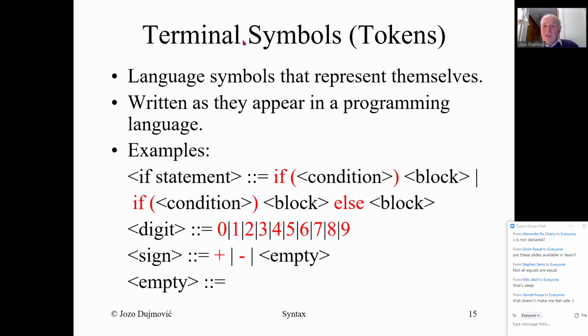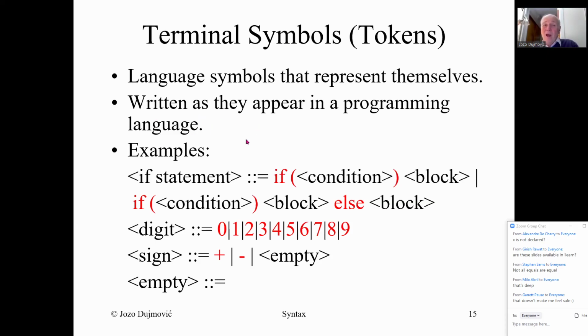So tokens or terminal symbols are written in any way that is necessary, some of them uppercase, some of them lowercase, but these are symbols that represent themselves. So if you have letter A, it represents a character A and nothing more. 3 is a digit. So they are written as they appear in a programming language.